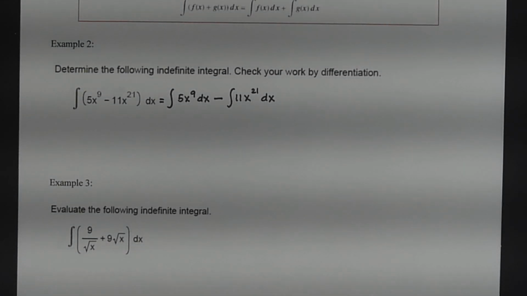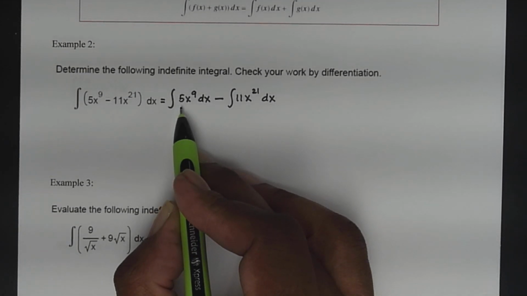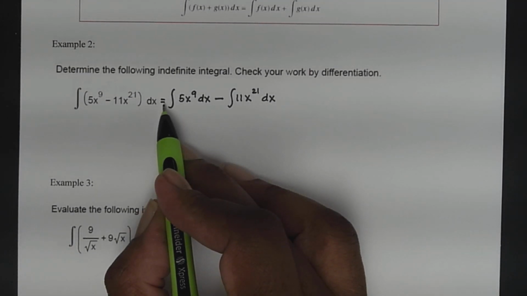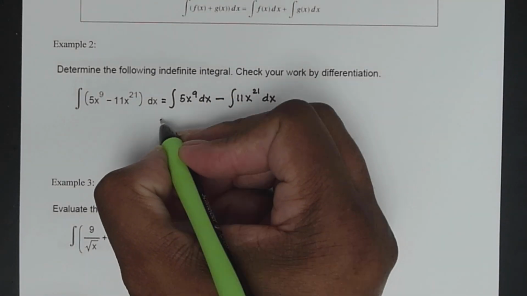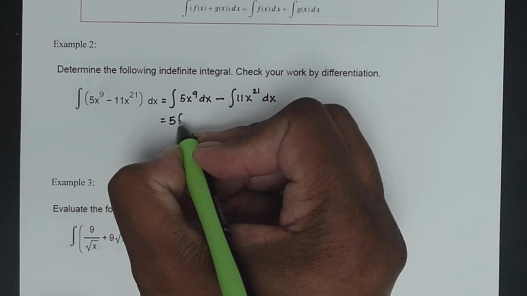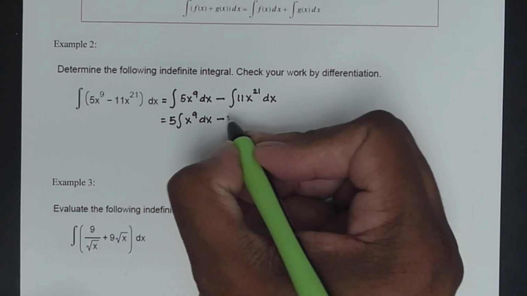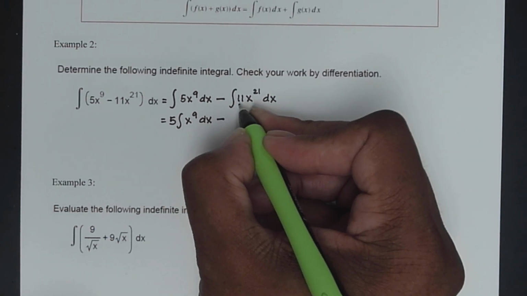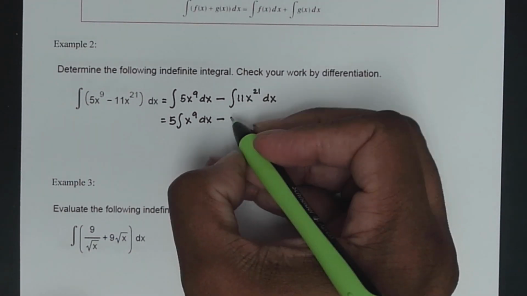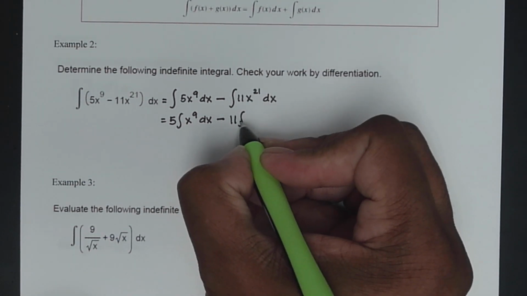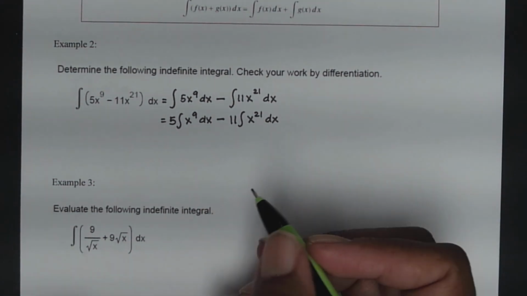And I also can apply that constant multiple rule by pulling the constant or the coefficient of my variable in front of that integral sign. So like the integral of 5x to the 9th dx, that 5 is a constant. I can pull that out in front and say 5 times the integral of x to the 9th dx. And the same holds true here for the integral of 11x to the 21st dx. I can take the 11 and pull that out in front, so it'll be 11 times the integral of x to the 21st dx.